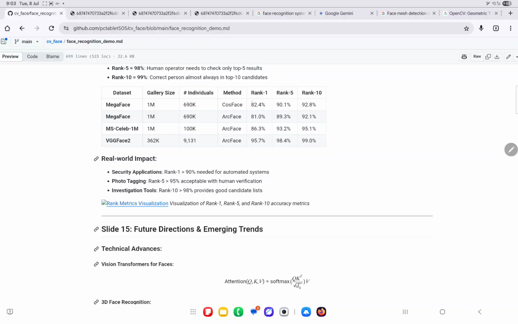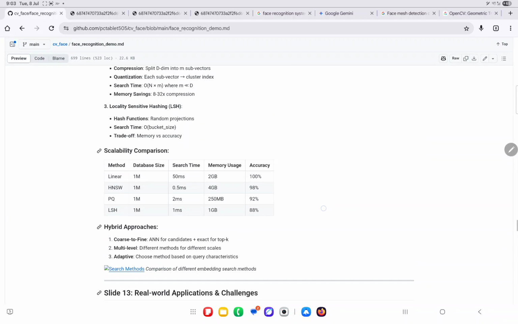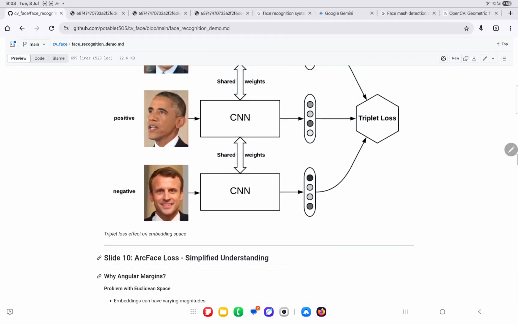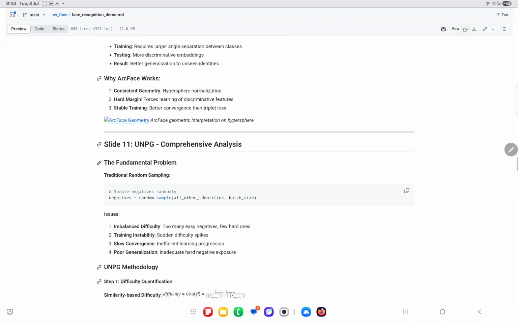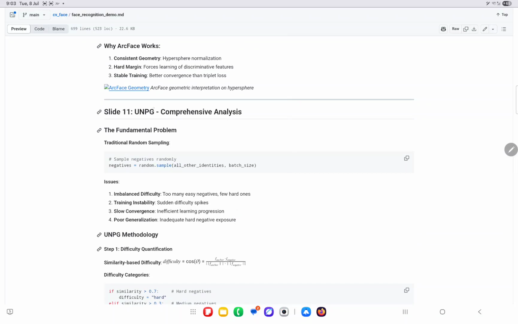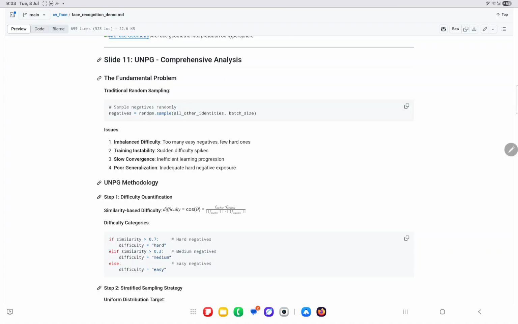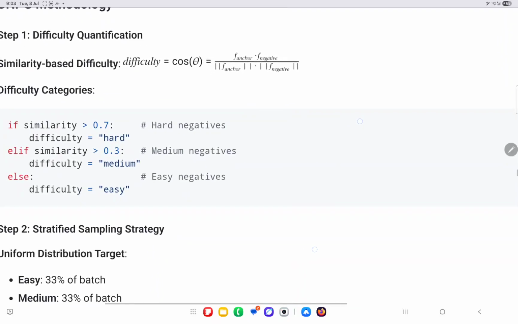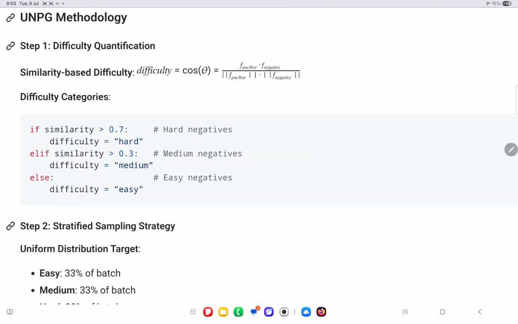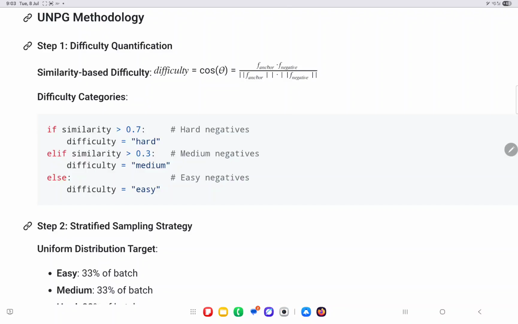Even ArcFace loss is not able to achieve very high accuracy. So for that purpose there is another approach that is used on top of this. This is called unified negative pair generation. This is a data mining technique where we try to find pairs of images that have high similarity even for different faces.